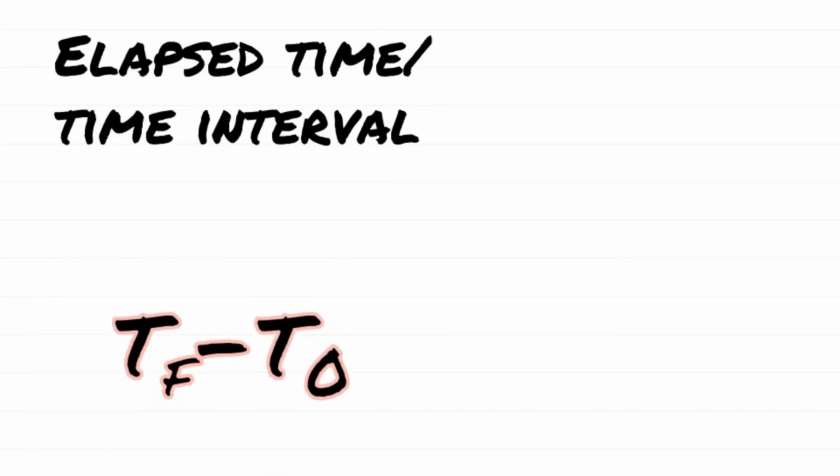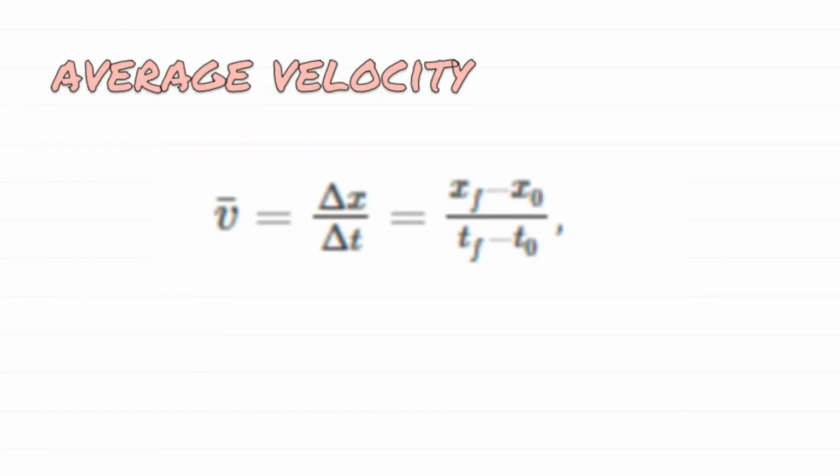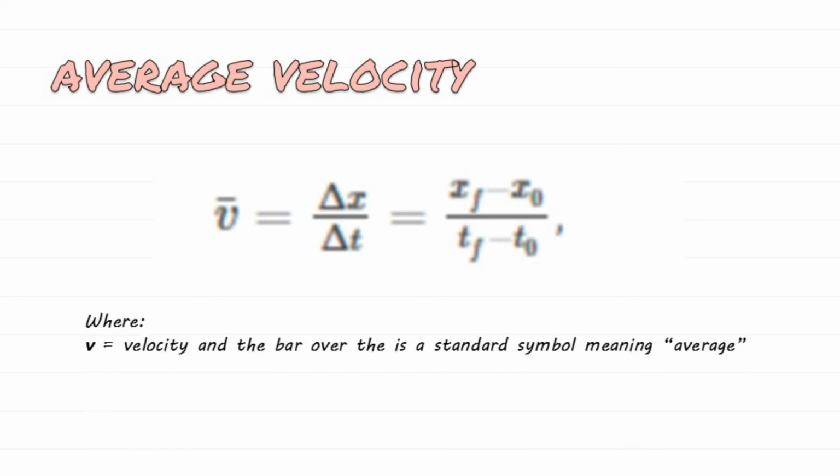Elapsed time or time interval is denoted by t sub f minus t naught, where the difference will be the time passed during a particular event or duration. In getting the average velocity of an object, average velocity equals change in position divided by the time traveled, where v stands for velocity and the bar over is a standard symbol meaning average.